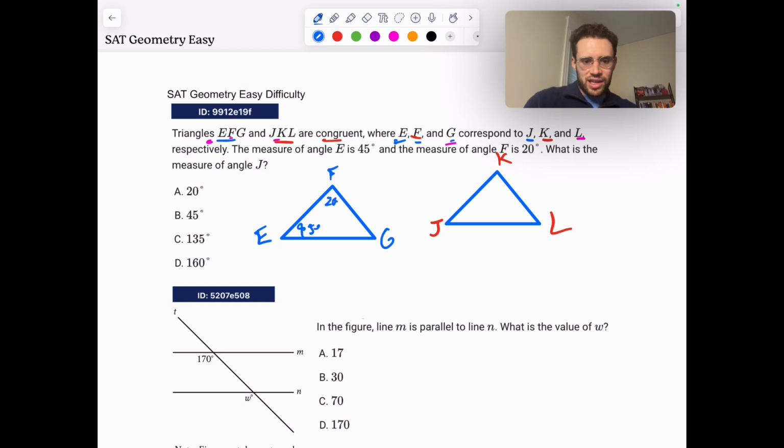So this is not drawn to scale, as you can see. Now, if we were solving for G, you can use the fact that all of these angles will add up to 180 degrees, but they're actually not asking for G or even the equivalent L. They're asking for angle J, which is over here. We know that J corresponds to E. So if they're congruent triangles, even if they were similar, the angles would be the same. This will be 45 degrees, the same angle measure as E.